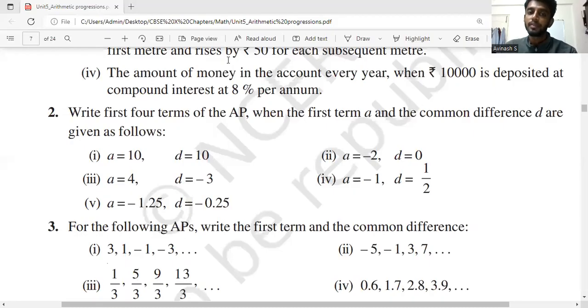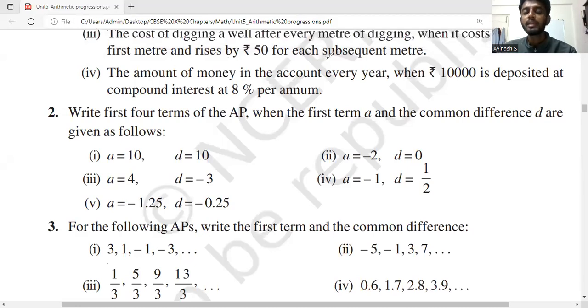Let us look at the fourth subdivision. The amount of money in the account every year, per annum, when 10,000 is deposited at a compound interest at 8% per annum. So what do we mean by this? For the first year, the amount is 10,000. That is very clear. They have given that 10,000 is deposited. So now you're opening a bank account and you're depositing rupees 10,000.